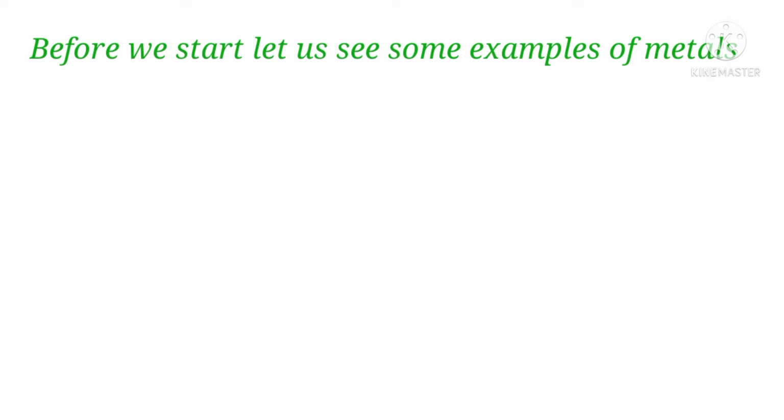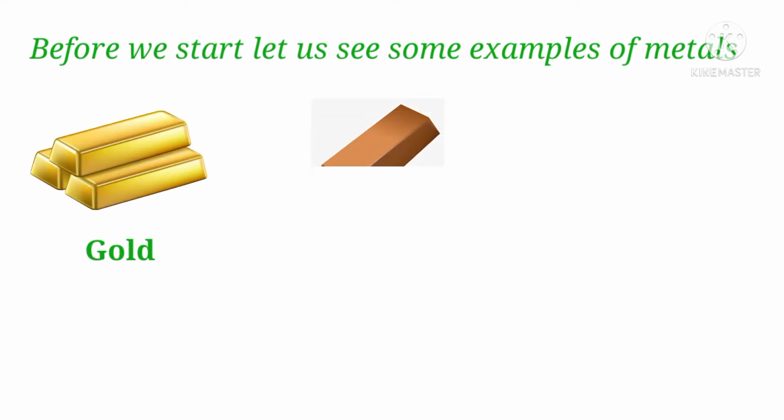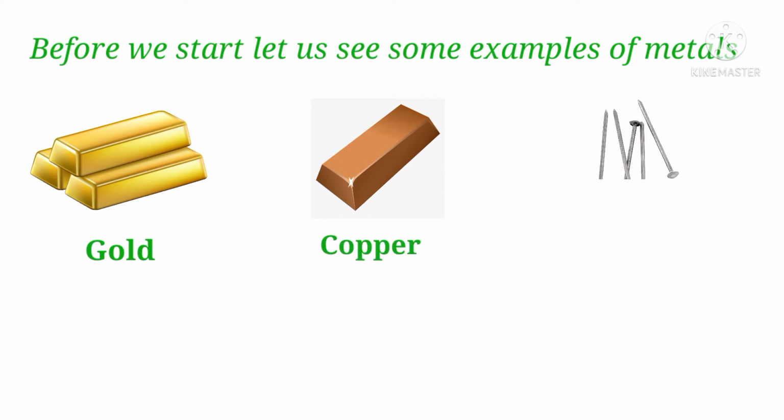So, before we begin, let us see some examples of metals. Gold, copper, iron. So, these are only some examples of metals. There are many more metals that you see in your everyday life. Now, try to remember some of them.